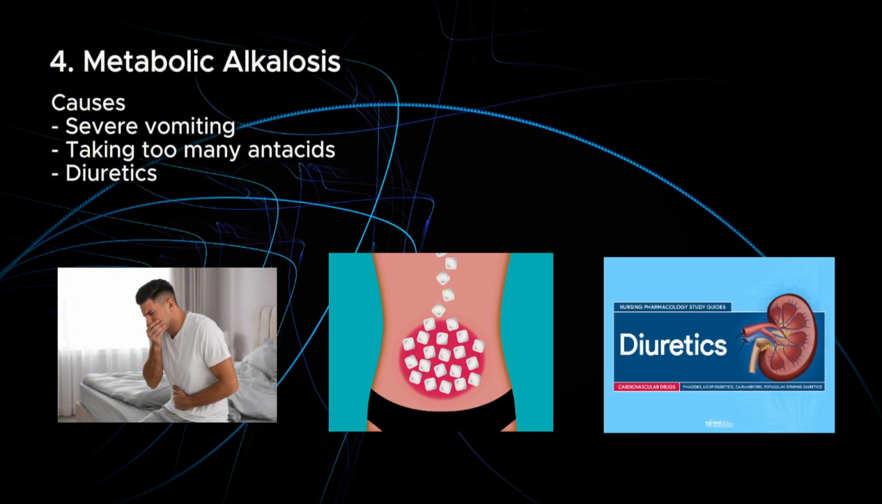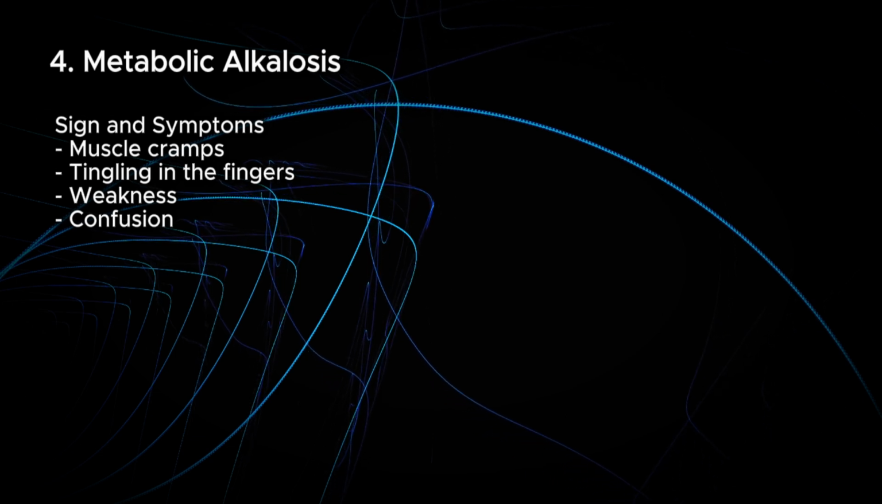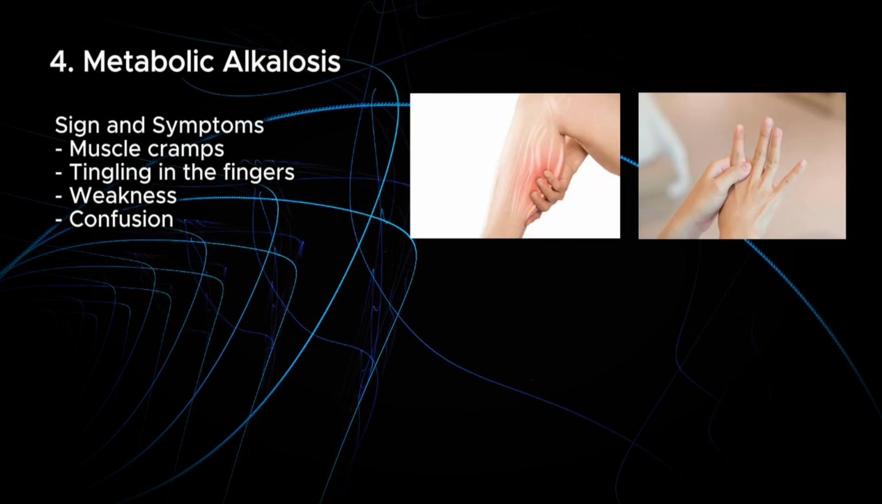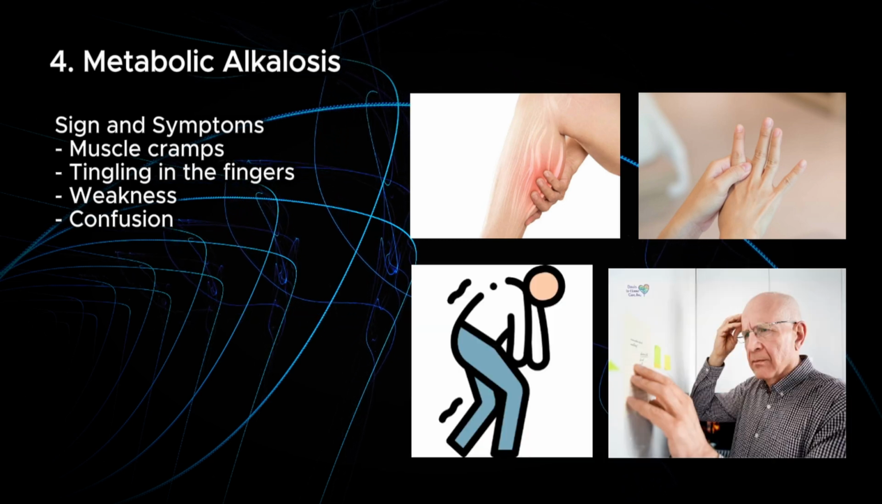And third is diuretics. So the signs and symptoms of metabolic alkalosis: first is muscle cramps. Second is tingling in the fingers. Third is weakness. And fourth is confusion.